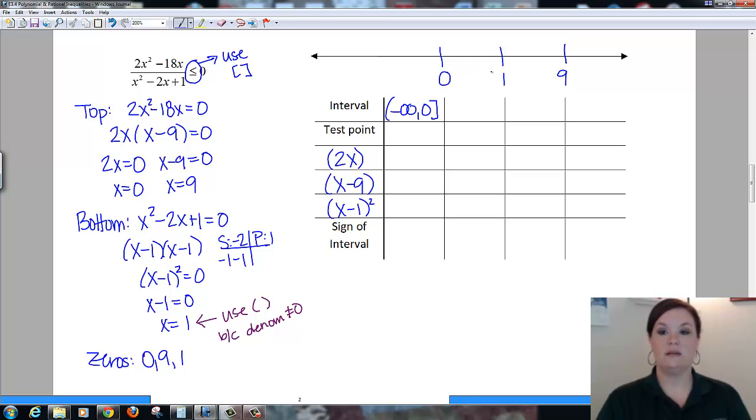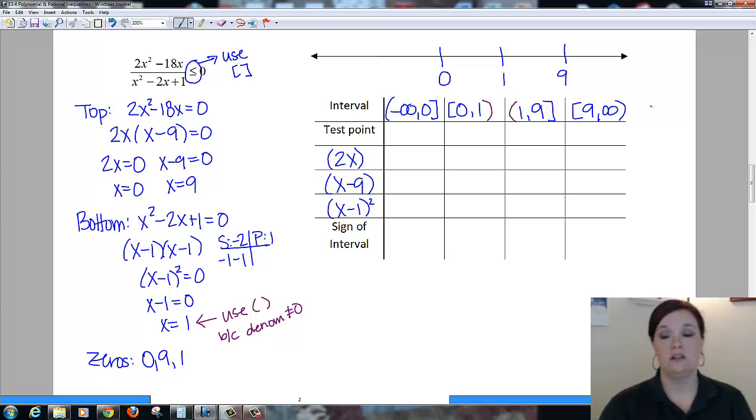Then I'm going to go from 0 to 1. Again, I can include 0 with a bracket. And then I'm going to go over to 1. And remember, 1 came from the bottom. So I have to use a parenthesis there. Again, on the other side of 1, I use a parenthesis. Over to 9, which came from the top, so I can include it with a bracket. And then from 9 to infinity. So my symbol says to use brackets on every 0 except those that came from the denominator, which in this case is 1. So where I see my 1, I'm using parentheses instead of brackets.